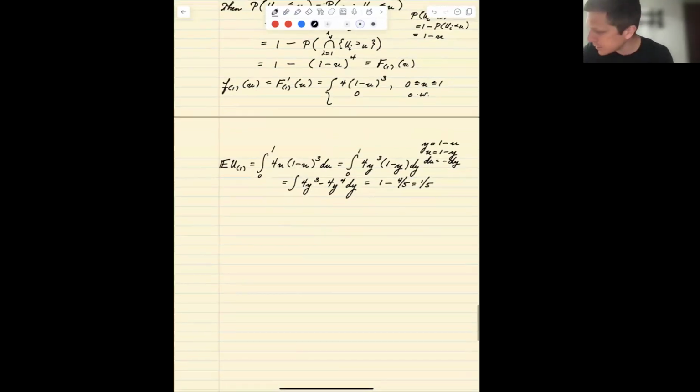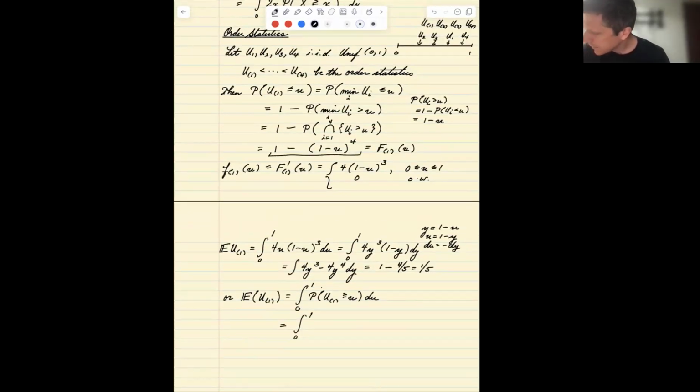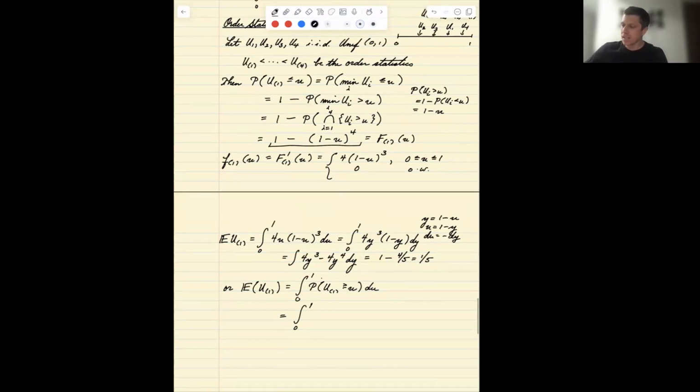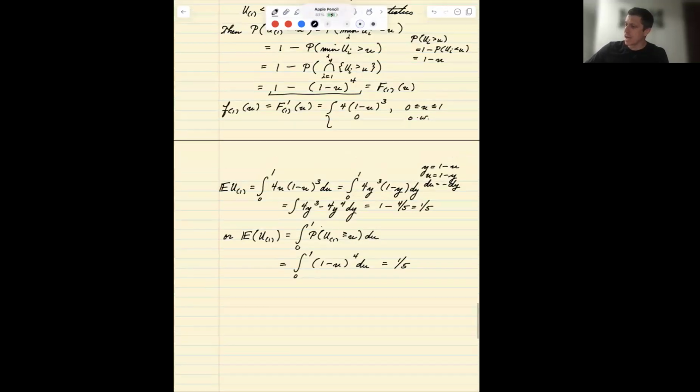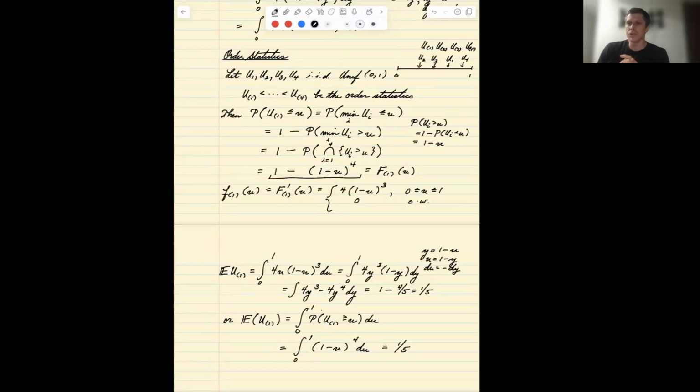So the expected value of the minimum is 1/5, but another way we could calculate this is by integrating the survival probabilities like we saw in the previous lecture. The survival probabilities are 1 minus this, so the ones cancel out, the minus cancels out, and we get the integral of (1 minus u) to the 4th du. This is easy to integrate, it's 1/5. So that's an application of these ideas in the uniform case where we have IID random variables and we talk about the order statistics, which comes up in certain applications within statistics.